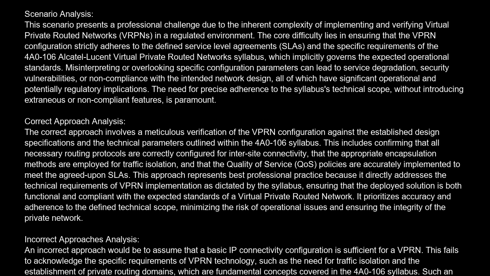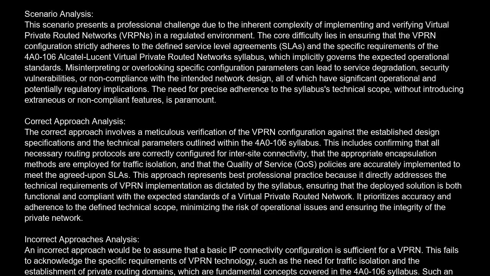This fails to acknowledge the specific requirements of VPRN technology, such as the need for traffic isolation and the establishment of private routing domains, which are fundamental concepts covered in the 4A0-106 syllabus. Such an approach would lead to a network that is not truly private and may expose sensitive data to unauthorized access, a significant ethical and operational failure.